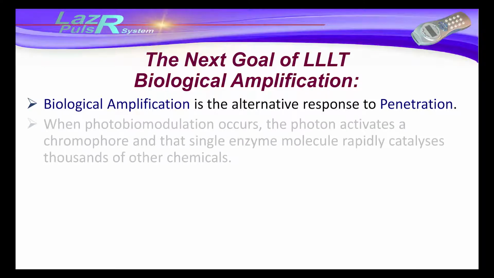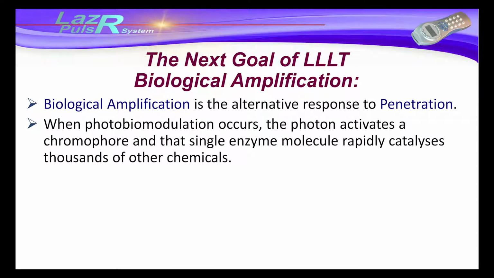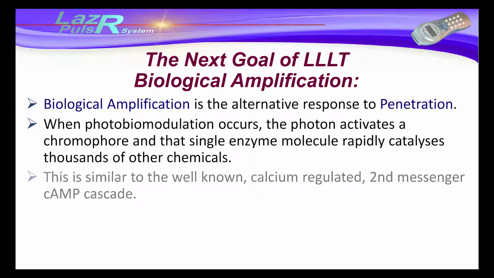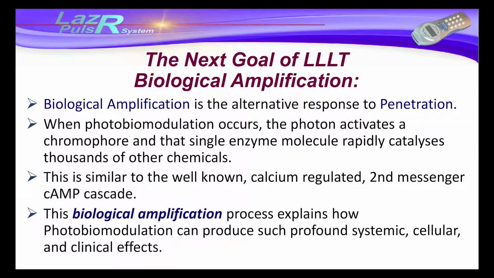Biological amplification is when photobiomodulation occurs, the photon activates a chromophore, and that single enzyme molecule rapidly catalyzes thousands of other chemicals. This is similar to the well-known calcium-regulated second messenger cAMP cascade. This biological amplification process explains how photobiomodulation can produce such profound systemic, cellular, and clinical effects.